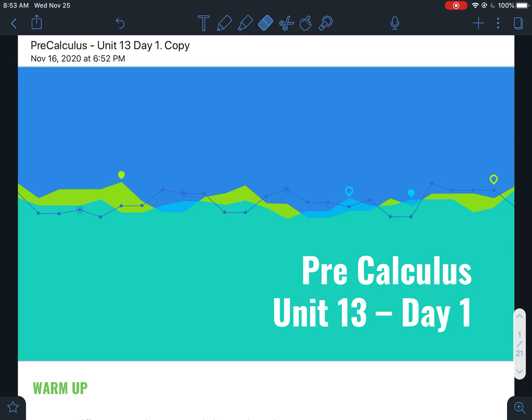These are your notes for Unit 13, Day 1 of Pre-Calculus. If you would like to see the warm-up, our review question, or any homework or test questions we went over in class today, just look at your finished notes.